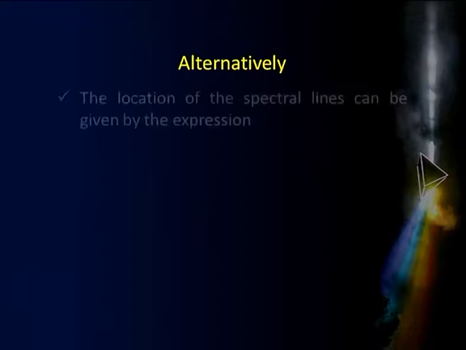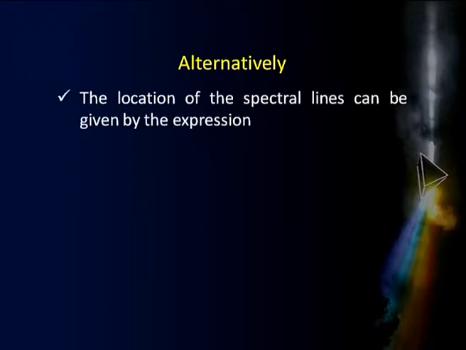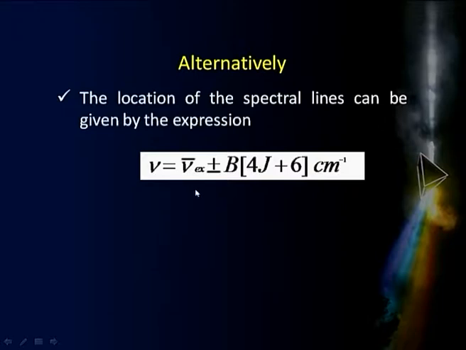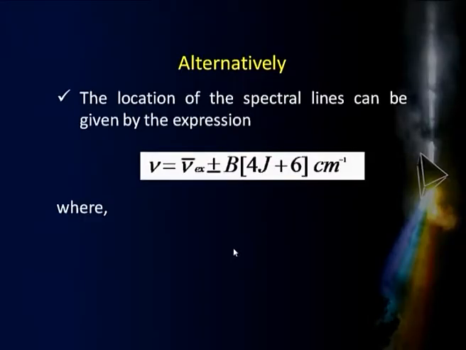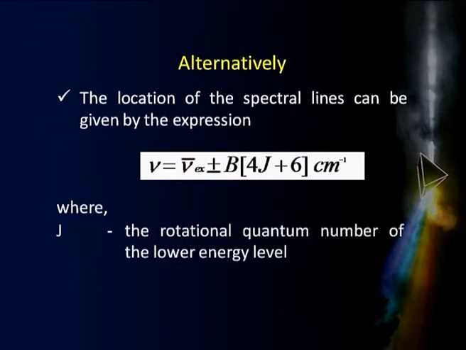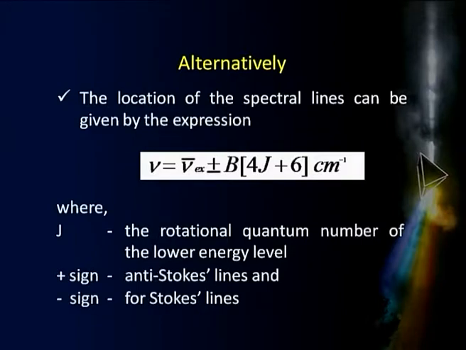Alternatively, we can do the location of spectral lines with the following expression, where nu bar equals nu bar excitation plus or minus B(4J plus 6) centimeter inverse. But in this case, we have some specifications to be clarified here, that is J is the rotational quantum number of the lower energy level. That means, whether I am talking about excitation or emission, in both cases I have to take J to be the one which is lower in number, and the plus sign will give me anti-Stokes lines and the minus sign will give me Stokes lines. We can just work it out, it will come out to be the same as what we had earlier. So, that is an alternative way of locating the signals in the rotational Raman spectrum.